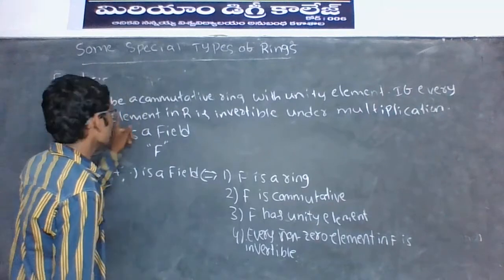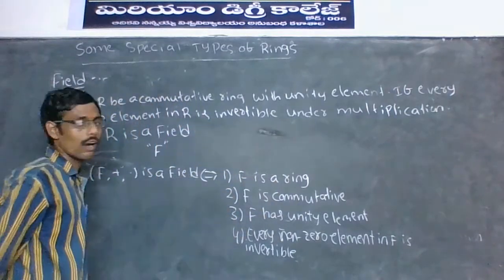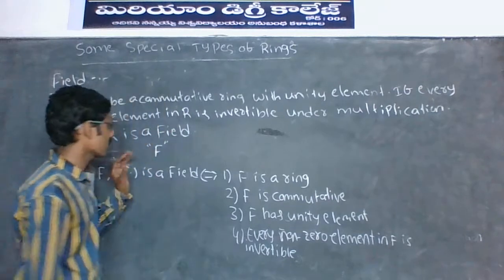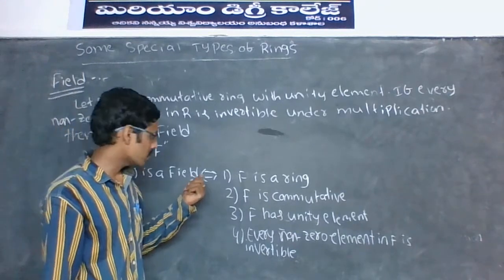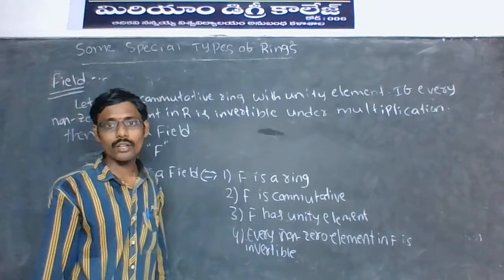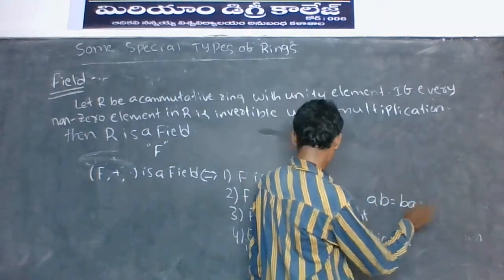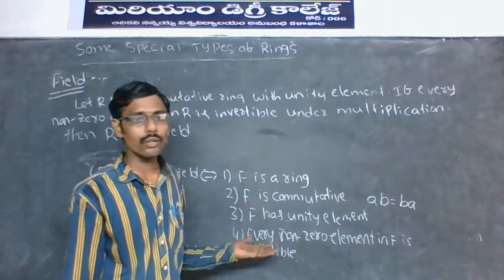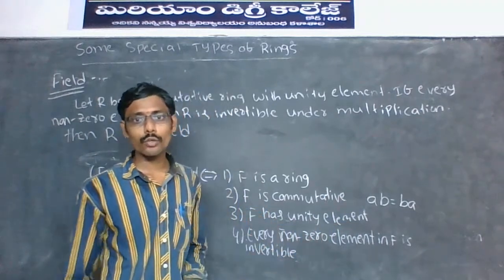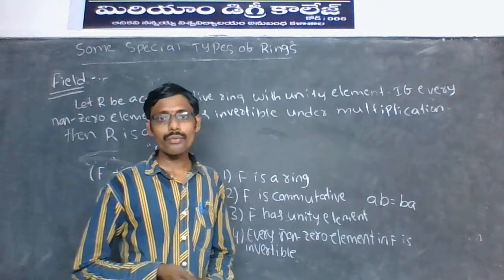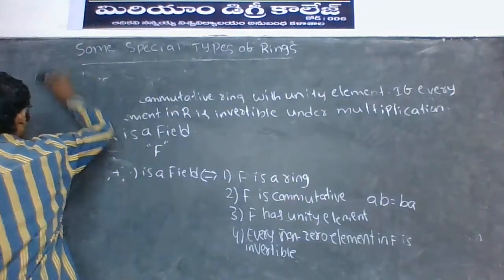Let R be a commutative ring with unity element. If every non-zero element in R is invertible under multiplication, then R is a field. It is usually denoted by F. In condition notation, F plus comma dot is a field. First, F is a ring, it satisfies R1, R2, R3, R4. Second, F is commutative, AB equals BA. Third, F has unity element, 1 into A equals A into 1 equals A. Every non-zero element in F is invertible, that is AB equals BA equals 1. B is the multiplicative inverse of A. This is the definition of field.